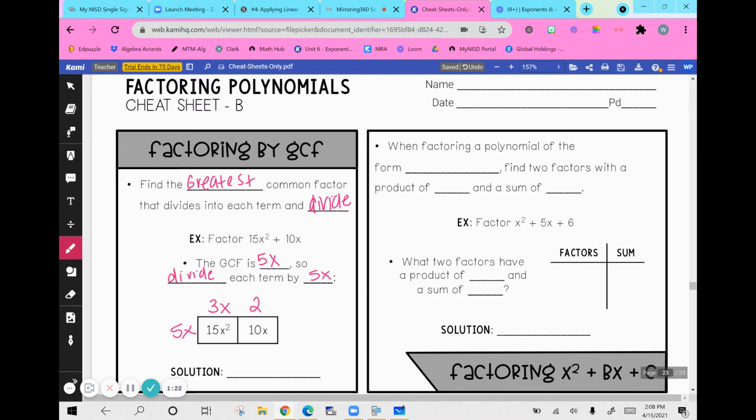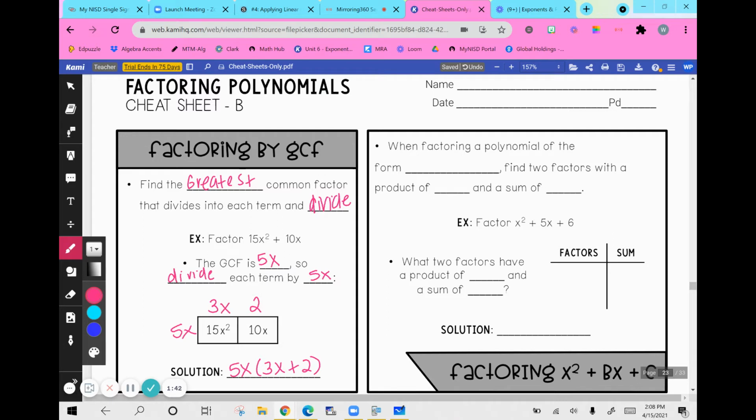I can leave that. So my solution would be, this would be factoring by GCF. So we pulled out a 5x, and then what would be left is 3x plus 2 inside the parentheses, okay?